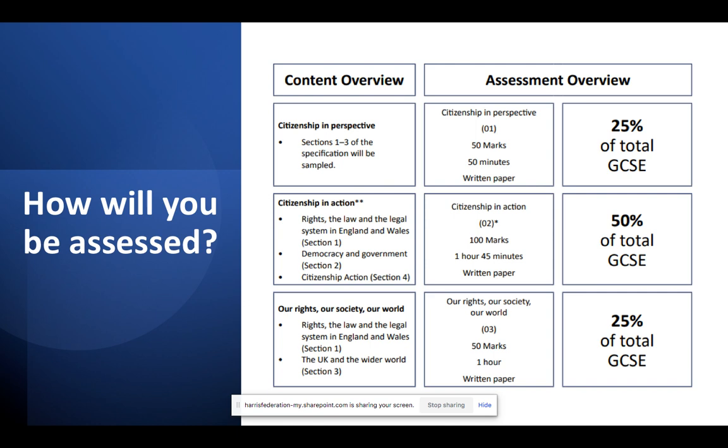And our final paper is Our Rights, Our Society and Our World, which will include topics from across Section 1, rights, the law and the legal system, and Section 3, the UK and the wider world. This paper is worth 25% of your overall grade. It's 50 marks and it's an hour-long written paper, which will include questions ranging from 1 to 12 marks.